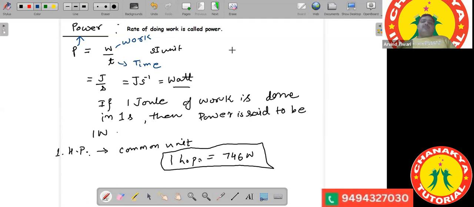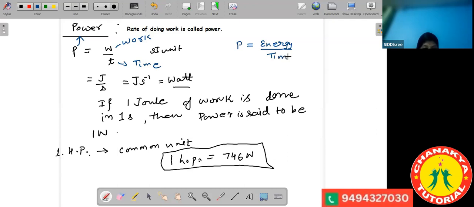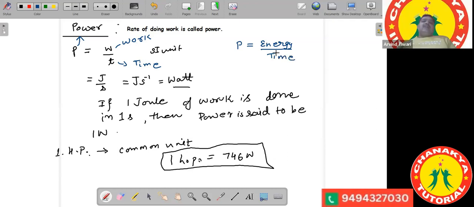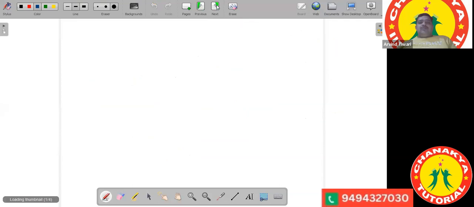The same formula can be written like this also: power is equal to energy by time. As work and energy are equivalent, you can also call it energy by time. Now let's see a few more questions.